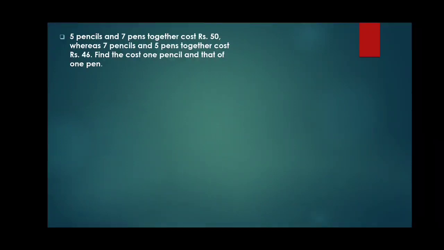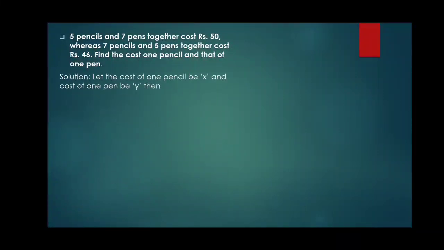Moving on to the second sub question of the first main. 5 pencils and 7 pens together cost rupees 50, whereas 7 pencils and 5 pens together cost rupees 46. Find the cost of 1 pencil and that of 1 pen. Here 5 pencils and 7 pens together cost rupees 50 and 7 pencils and 5 pens together cost rupees 46. Our job is to find the cost of 1 pencil and 1 pen.